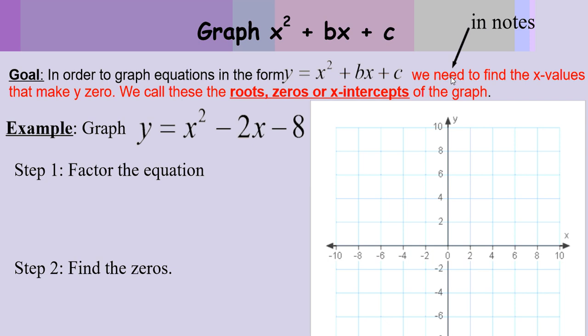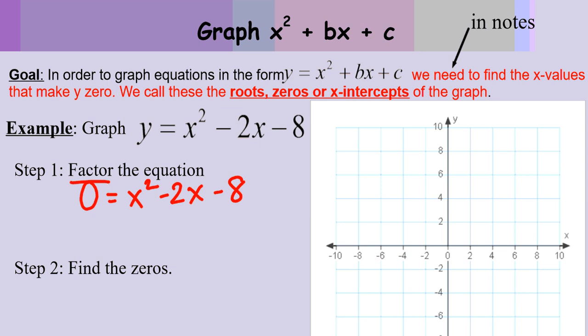So here we go. If I want to graph this, the first thing I want to do is find the x-intercepts. We already said the x-intercepts are going to be when y is equal to 0. So 0 is equal to x squared minus 2x minus 8. I want to solve this equation now, and that's why in prior sections we practiced solving this by factoring. So my first step is to factor the equation so I can solve it.